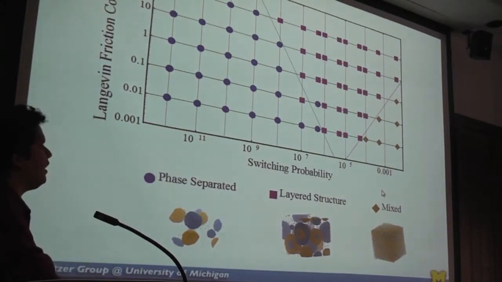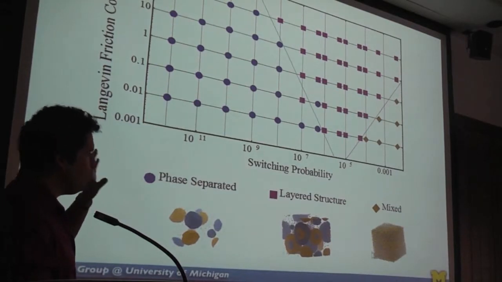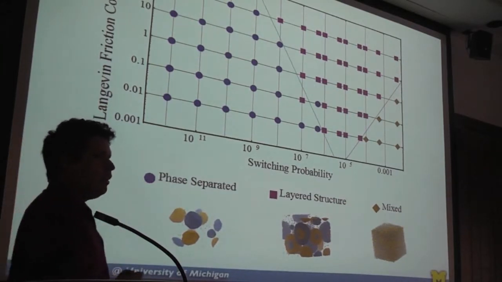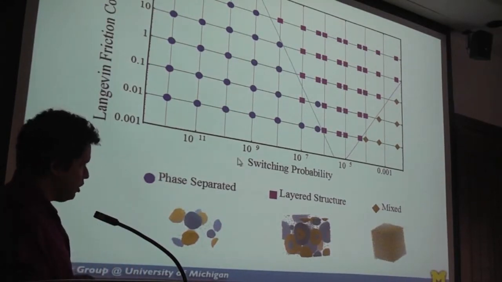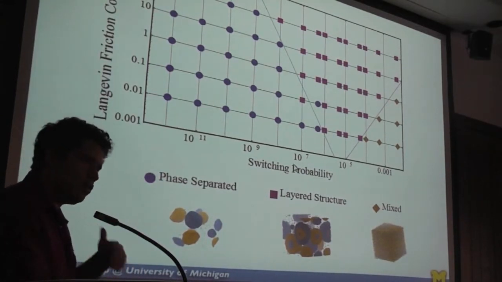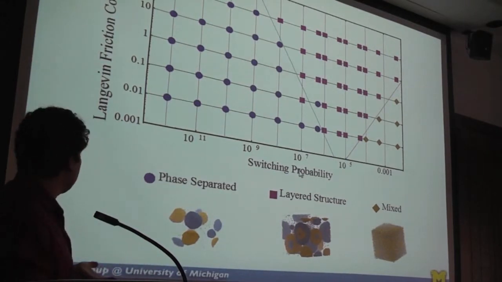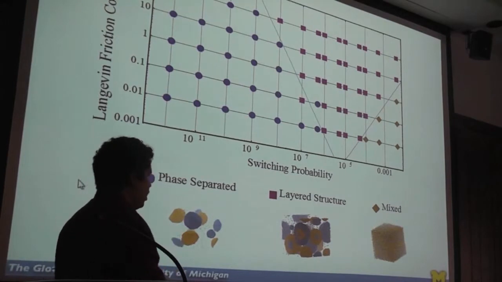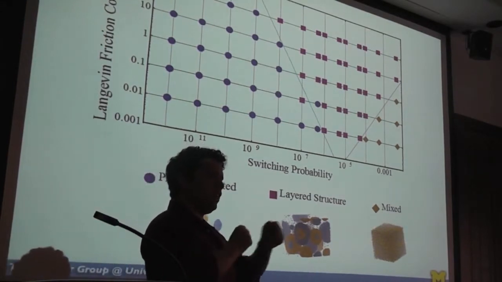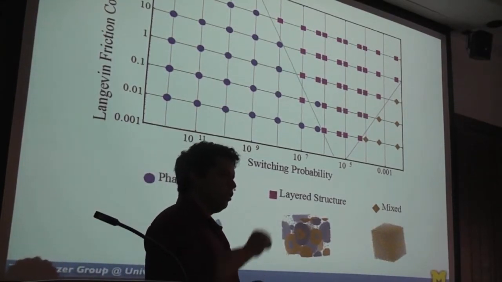And also in this phase diagram, we can see the two dynamics that are important in our system. We can see the switching probability, that is governing how fast you are switching these particles from one type to another, and the friction coefficient, that is governing how fast these particles are able to diffuse through those clusters to join the system.